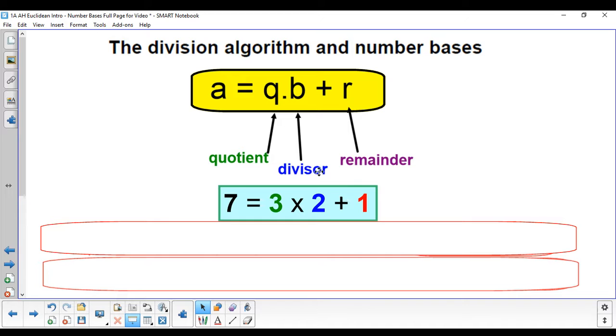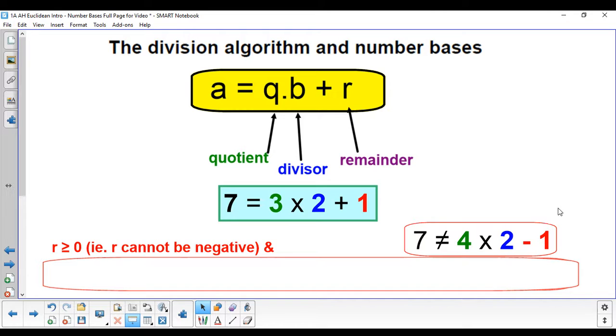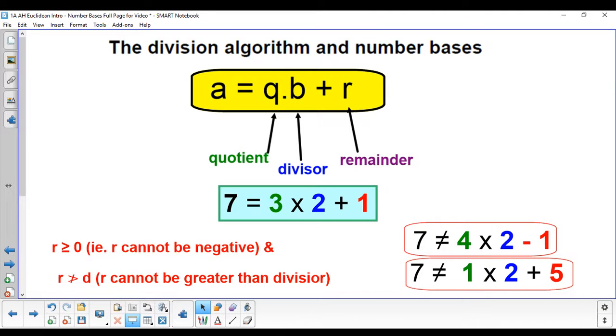Some things to think about for the remainder. There's some kind of answers you wouldn't do. So you wouldn't say 7 equals 4 times 2 take 1, because you're not allowed a negative there. So one thing to realise is that you're not allowed a negative. Another thing you're not allowed is for the remainder to be larger than the divisor. So we were dividing by 2, so you wouldn't say that 7 was 1 times 2 add 5, because 5 is much bigger than the divisor. You can still get 2's out of that. So you have to think what's the most amount of 2's you can get out. So that's 2 things to realise: you're not allowed a negative remainder, and you're not allowed a remainder that's bigger than what you're actually dividing by.